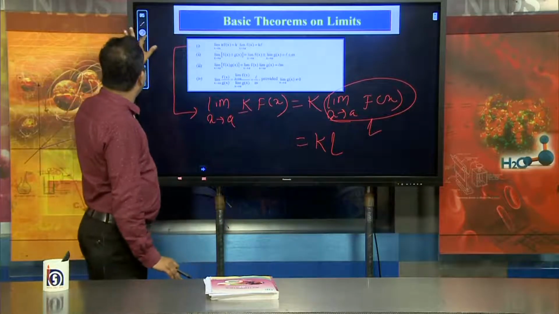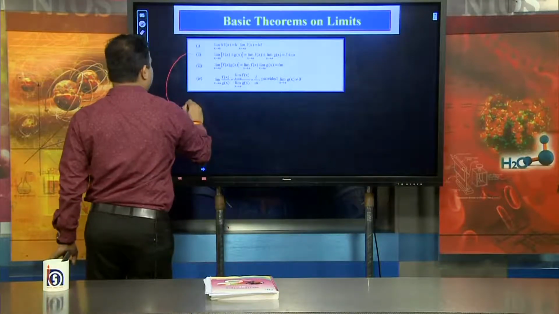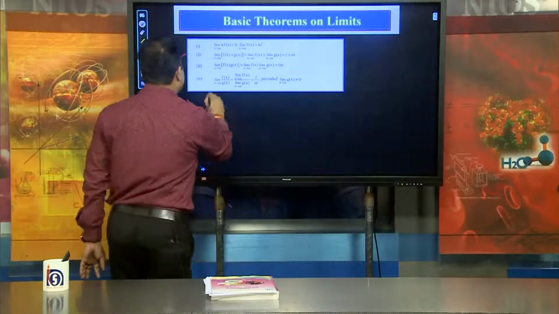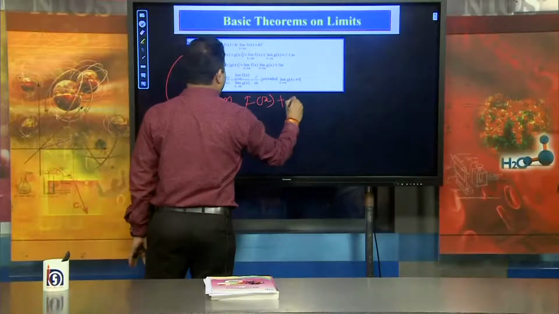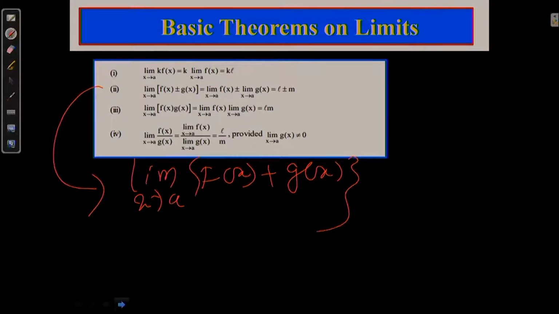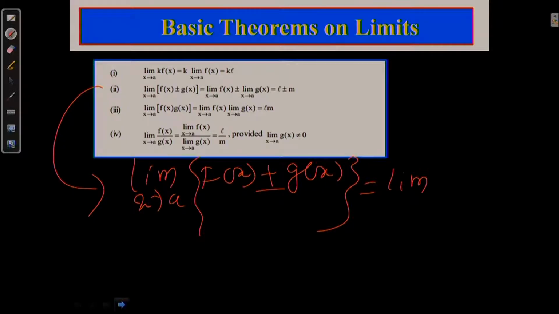Now dear learners, we will move to the second theorem, which is also important. The second theorem says limit x tends to a of f of x plus g of x, if they are combined by addition or subtraction, then I can write limit x tends to a f of x plus or minus limit x tends to a g of x. That means if combined, we have to separate them and do the addition or subtraction.